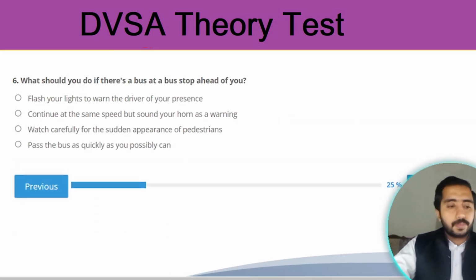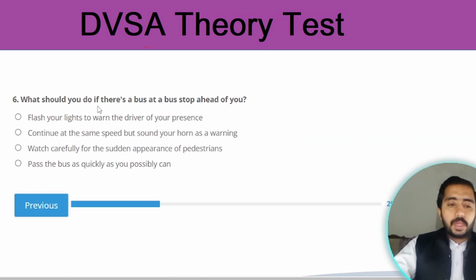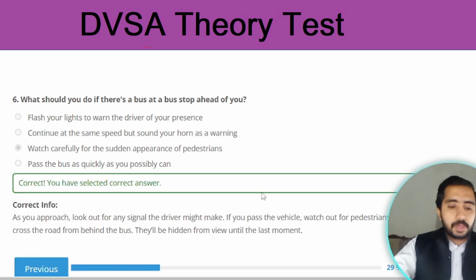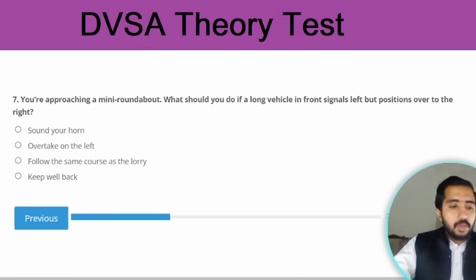Next question. What should you do if there is a bus at the bus stop ahead of you? The correct answer is option C, watch carefully for the sudden appearance of pedestrians. Next question. Question number 7. You are approaching a mini roundabout. What should you do if a long vehicle in front signals left but positions over to the right?